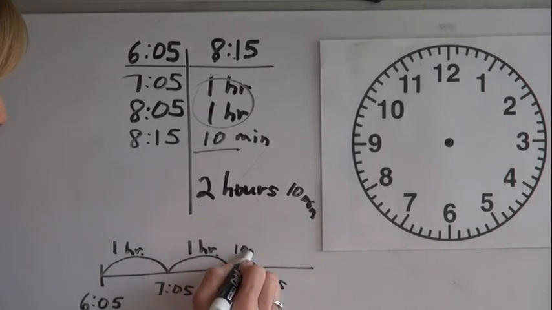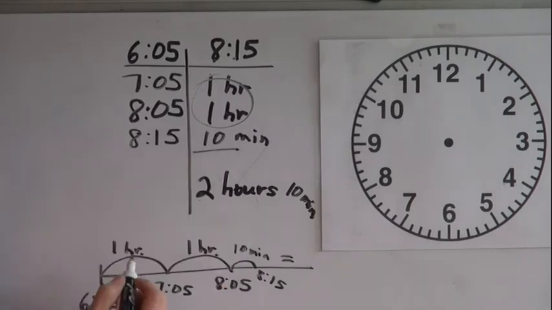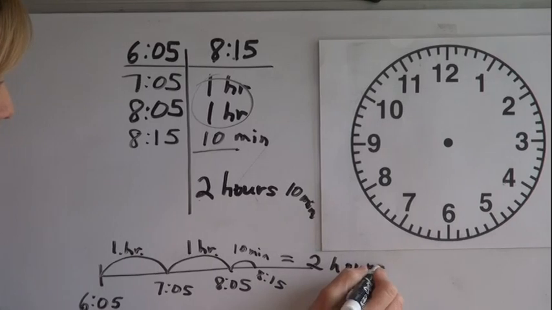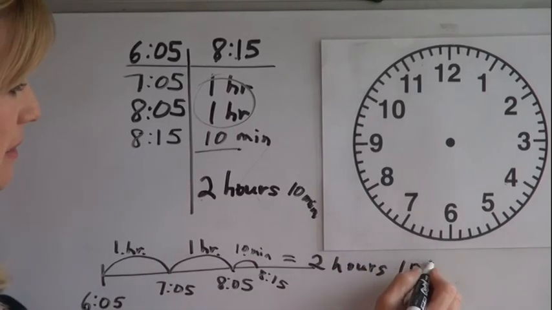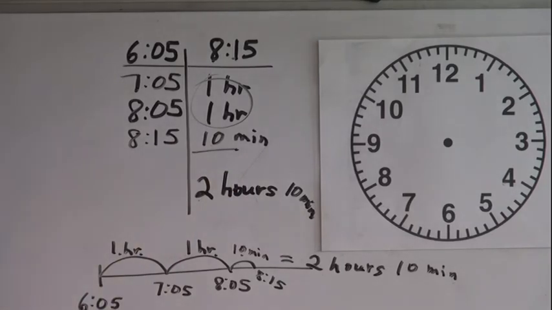So now we're going to do a little bitty hop. 8:15, and that's 10 minutes. So you would label that. And now to figure out elapsed time, you just add 1 hour plus 1 hour is 2 hours. And we have 10 minutes right there. So both ways will get you the same answer.